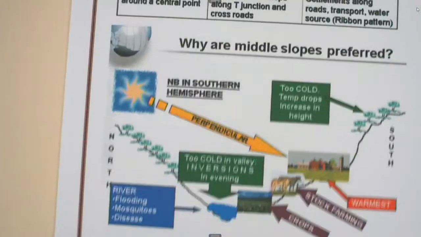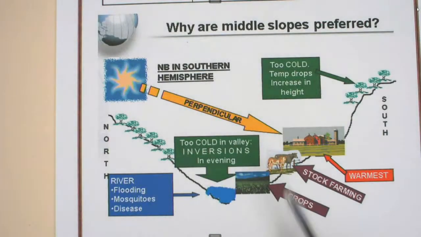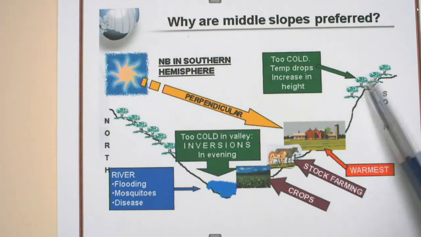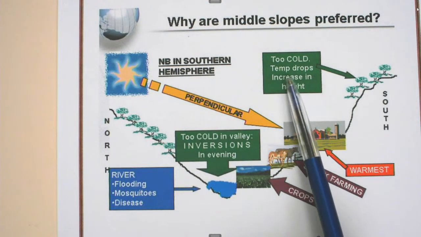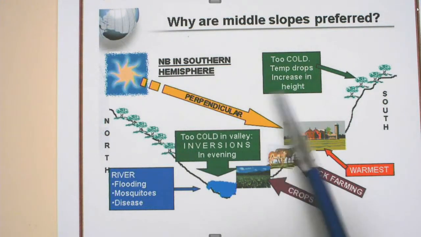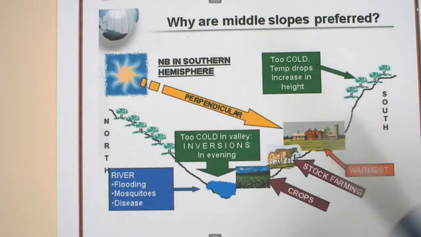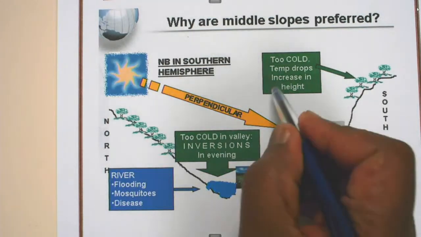Why are middle slopes preferred? People always prefer the middle slope. Why? Because in the upper slope it is too cold, temperature drops with increase in height. The temperature decreases with height, not increases. So I want you to correct this one.